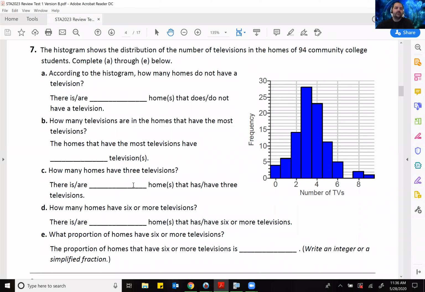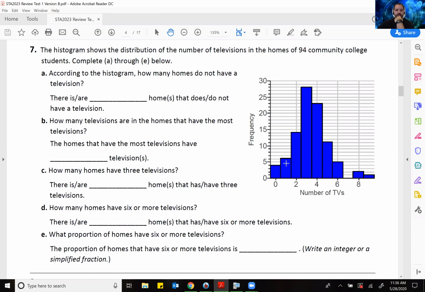According to the histogram, how many homes do not have televisions? 4. You just look at the bar for 0, and it's up here at 4. I'm just writing down the letters real quick.